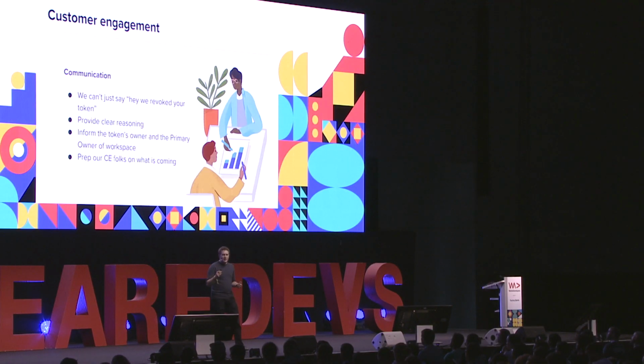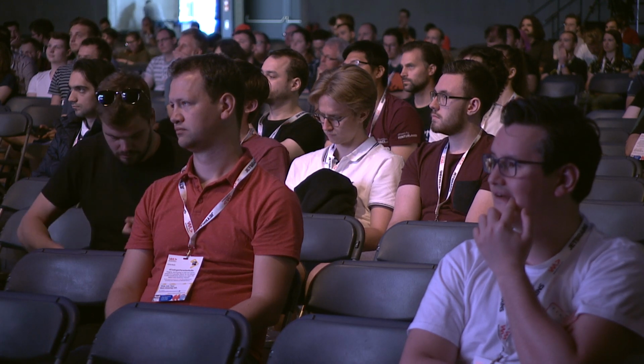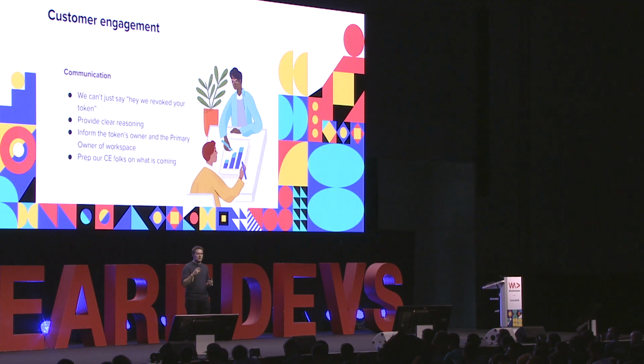Another concern internally is maybe you introduce a new type of token, so we have changes in the platform over time, and we coordinate with our API team, our platform team, to make sure that we're keeping all of those in mind. And like I said, you can't say nothing, because that will be annoying. You can't just say, hey, we revoked your token, because that doesn't give any useful information or anything actionable. So we provide clear reasoning. We say what happened. We want to give people pointers so that they don't do it again, so that they're aware of the issue and of what problems could have happened. And we prepare our CE folks on what's coming.